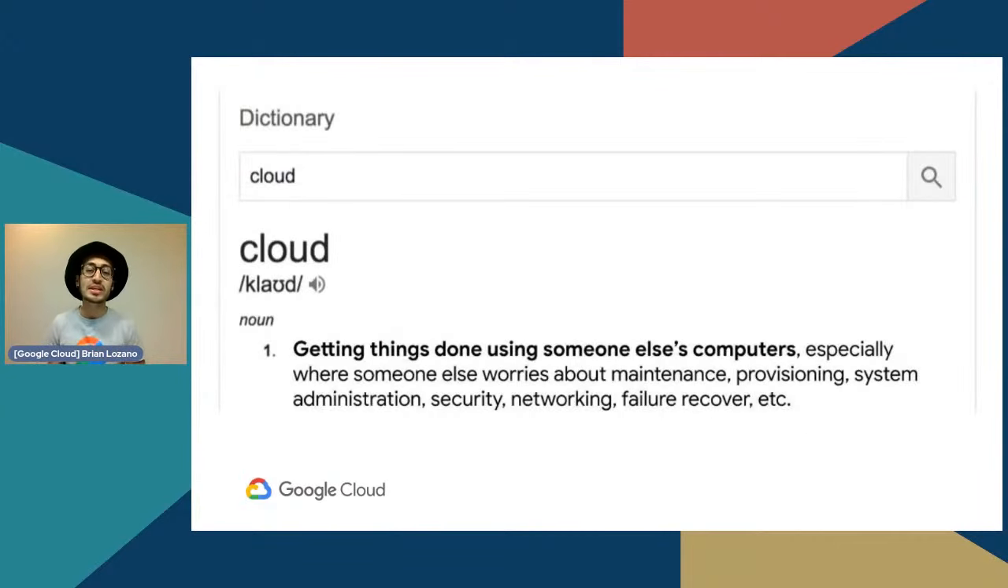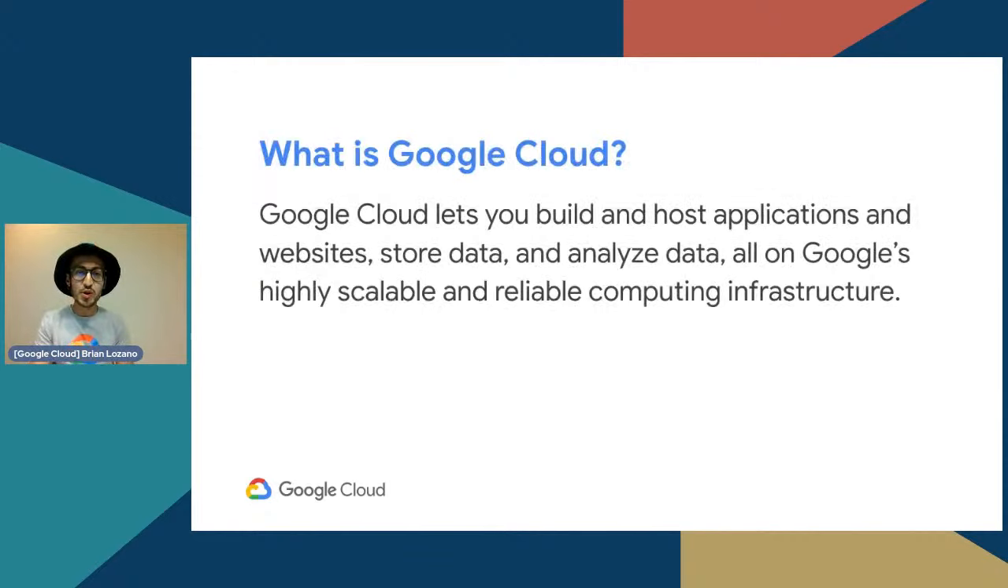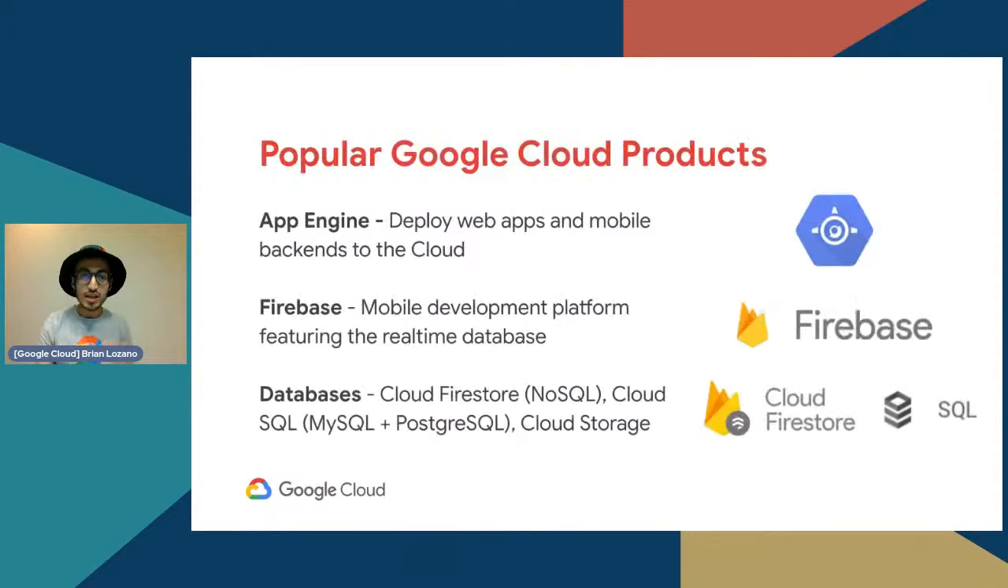Cloud computing is getting things done using someone else's computer. So when you use Google Cloud, you're using Google's computers. How cool is that? So what is Google Cloud? Google Cloud lets you build and host applications and websites, store data, and analyze data, all on Google's highly scalable and reliable computing infrastructure.